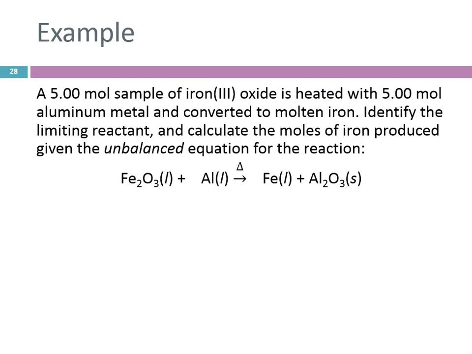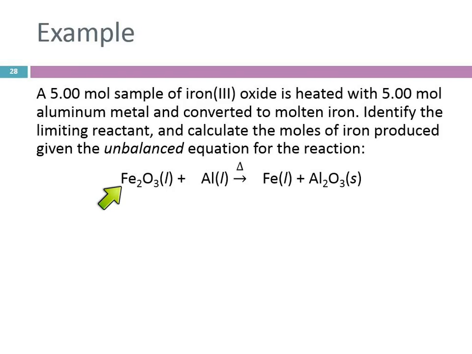So let's do another one. A 5 mole sample of iron 3 oxide is heated with 5 moles of aluminum metal and converted to molten iron. Identify the limiting reactant and calculate the moles of iron produced given the unbalanced equation for the reaction. Okay.